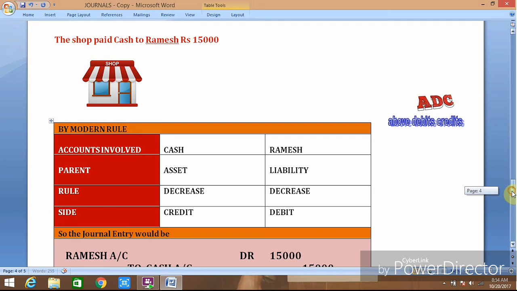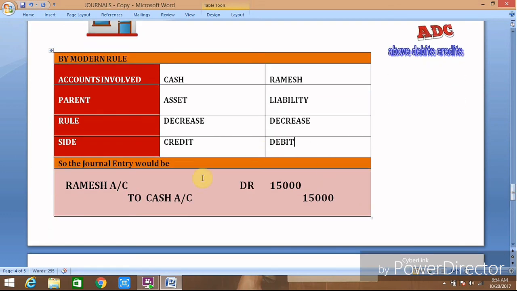So we get the same journal entry, as you can see. Ramesh account on the debit side and cash account on the credit side. So under both the rules, under both the methods, we find the same journal entries. So the choice is yours. Whichever way you want, you can solve your questions.